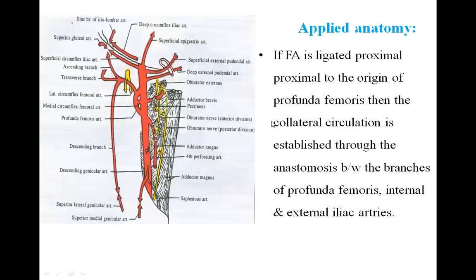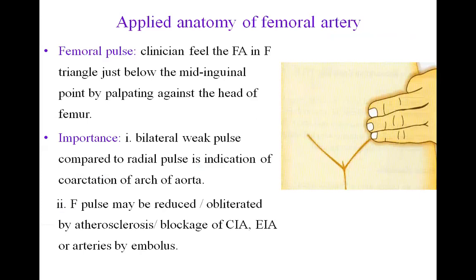Coming to the applied anatomy, if the femoral artery is ligated proximal to the origin of the profunda femoris, then the collateral circulation is established through the anastomosis between the branches of the profunda femoris, internal and the external iliac arteries. That is the clinical application.